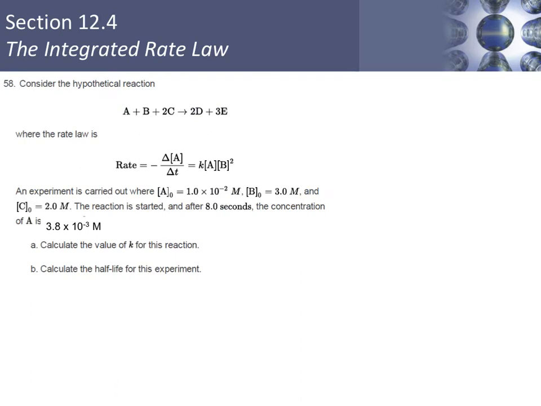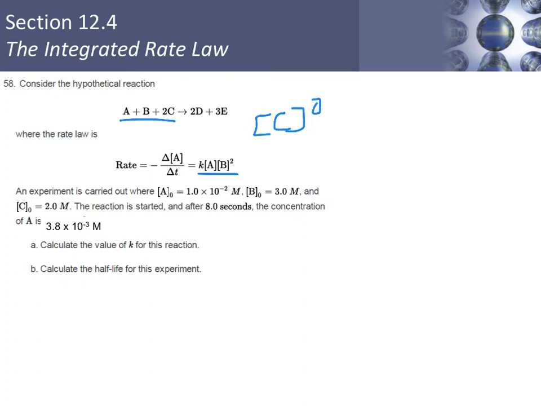Here's an example. It's number 58 from your end of chapter 12 problems. We've got three reactants, A, B, and C. And here's the rate law. Notice how C is missing. And so that must mean that it's zero order with respect to the concentration of C. And anything to the zero power is equal to 1.